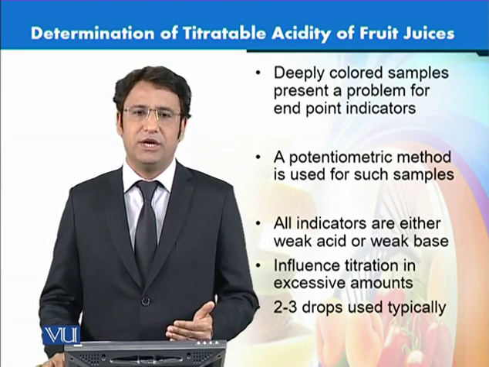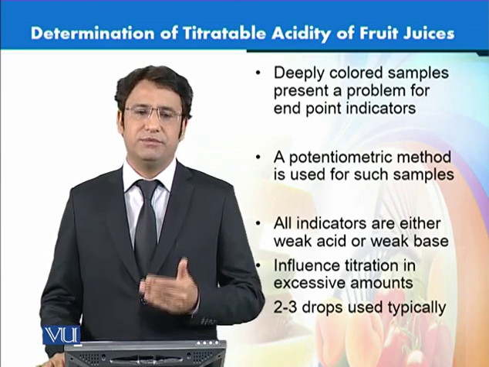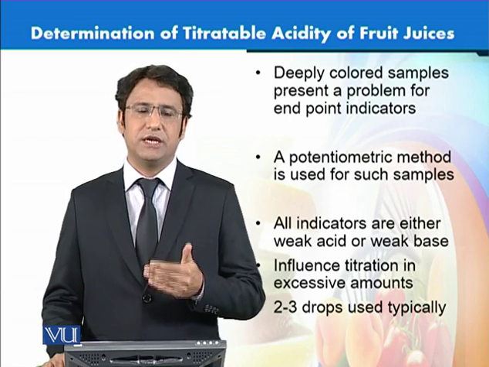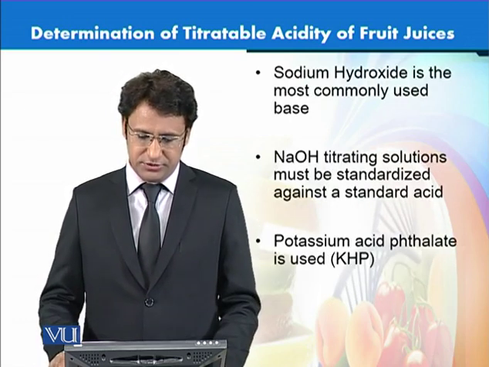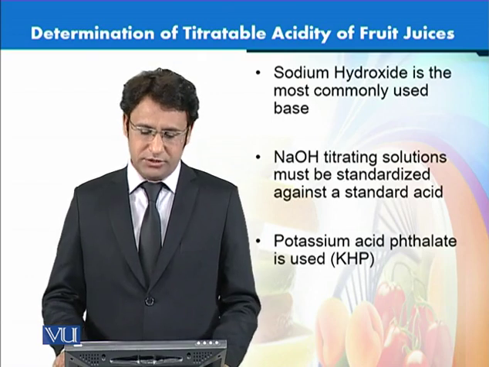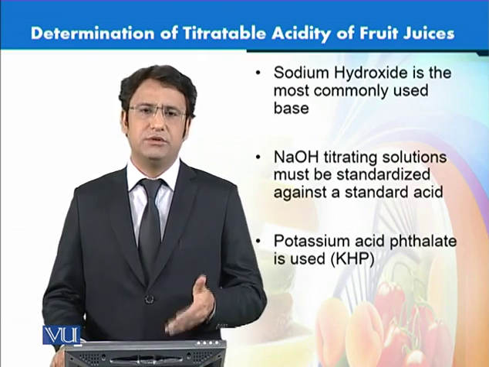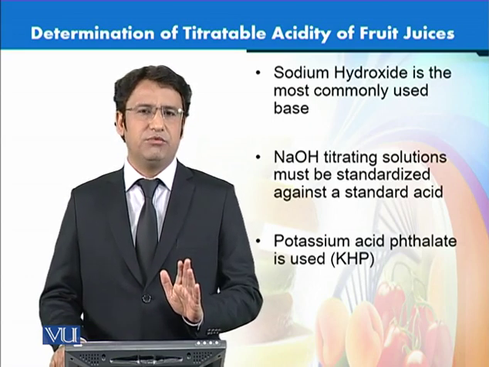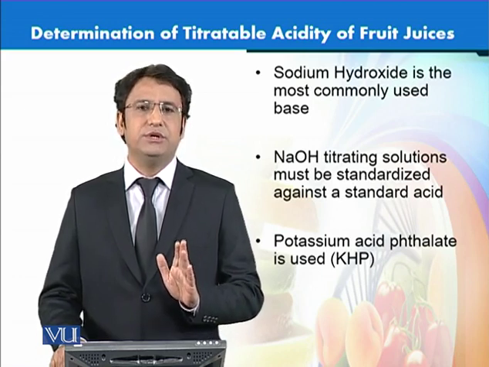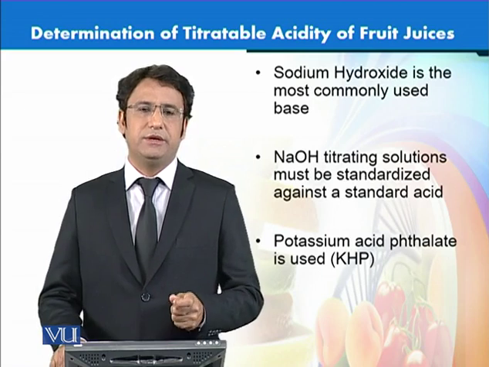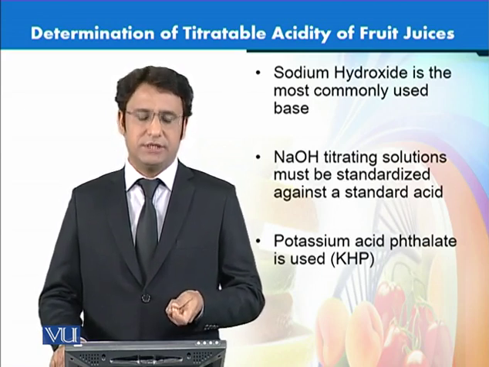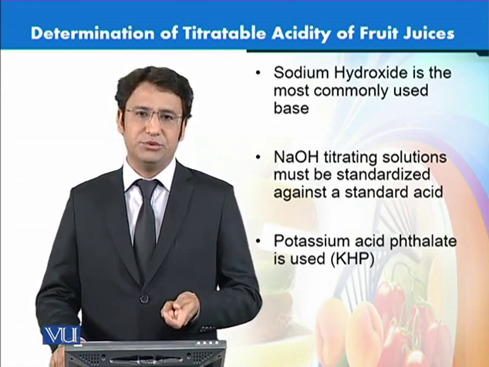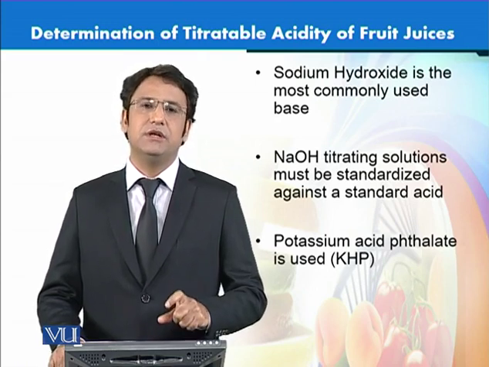As you might know, we have to add a small amount of base or titrant gradually so that we can come up to a point where we exactly neutralize acid and base in this reaction. Most commonly, sodium hydroxide is used. Before using this sodium hydroxide, we also need to know its exact normality because there might be error while making these solutions. So in order to standardize the sodium hydroxide normality, we have to titrate it against a standard acid, for example potassium acid phthalate. It has to be used for standardizing this sodium hydroxide solution.